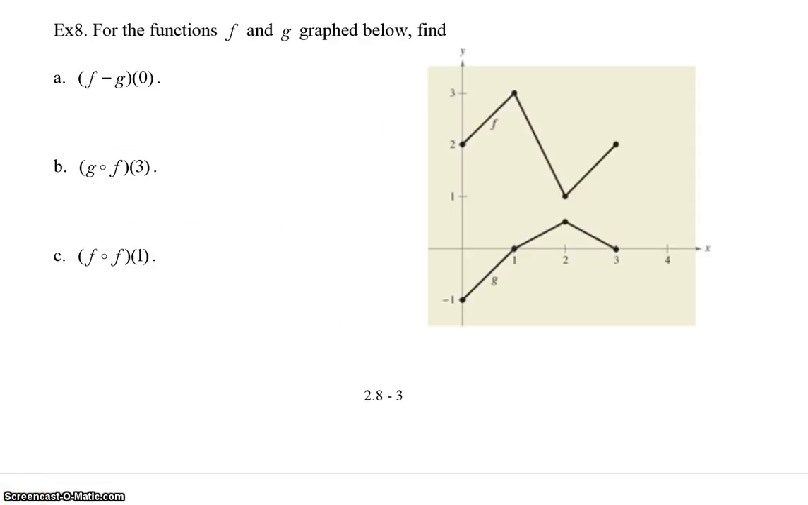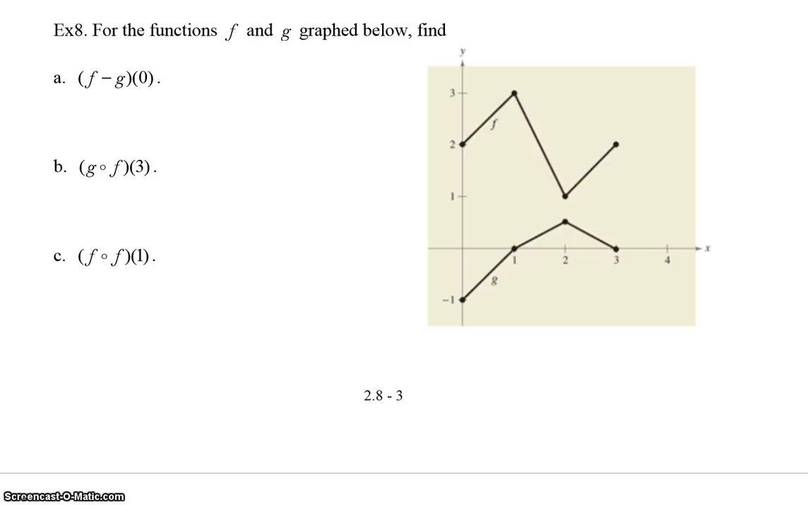Finally, moving on to example 8, we'll look at a graphical interpretation of various combinations of functions. We're going to look at a difference of functions and then a couple of compositions. For the functions f and g graphed below, find in A f minus g of 0.